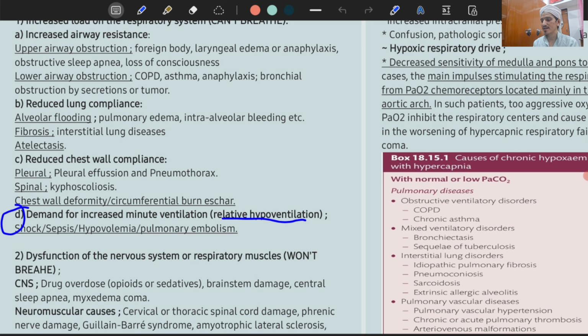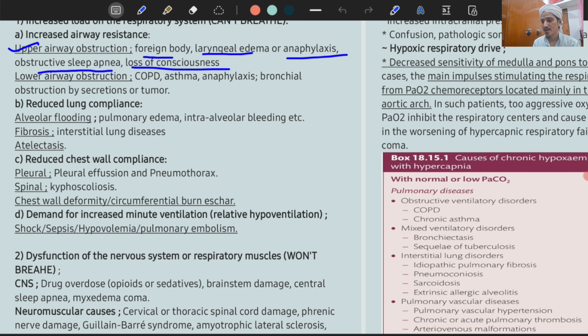That means the lung is functioning properly, but the demand of the cells is increased for oxygen. That causes relative hyperventilation. Okay, what are the causes for that? First, in upper airway obstruction, it can be foreign body. Okay, important foreign body in children especially. Laryngeal edema, anaphylaxis, obstructive sleep apnea in obese patients, or loss of consciousness. So the patient will not be able to secure his airway, and the cough reflex will be absent.